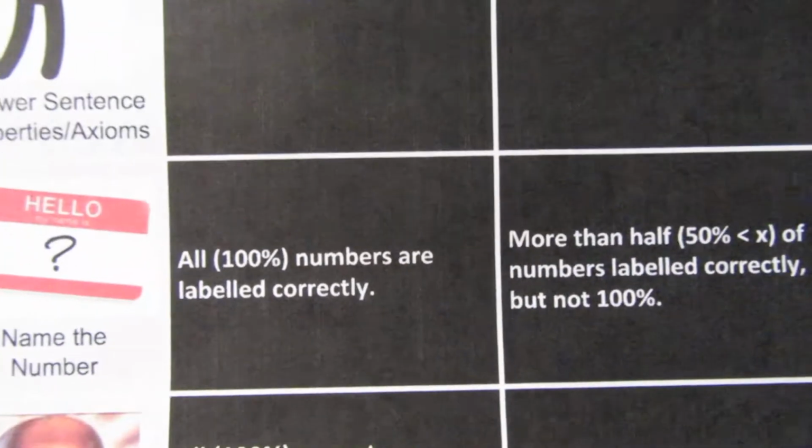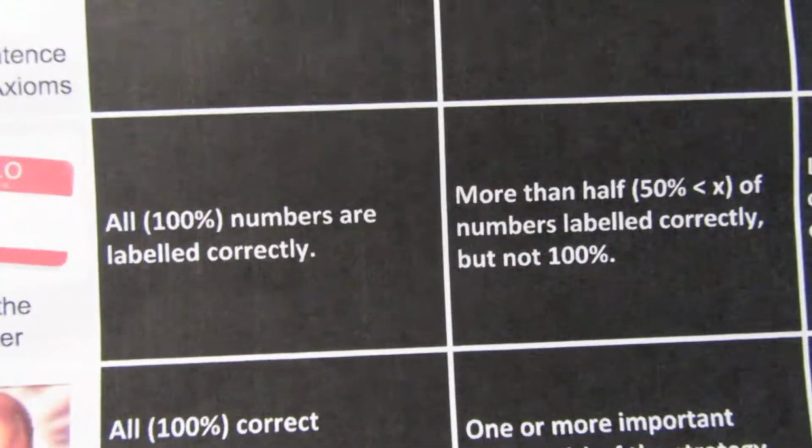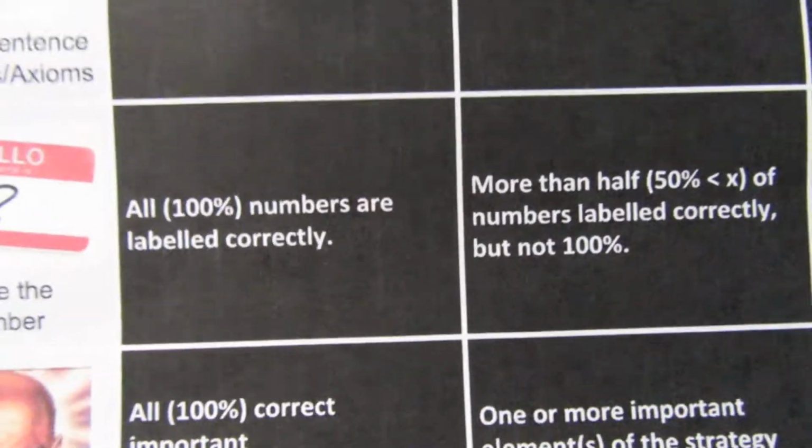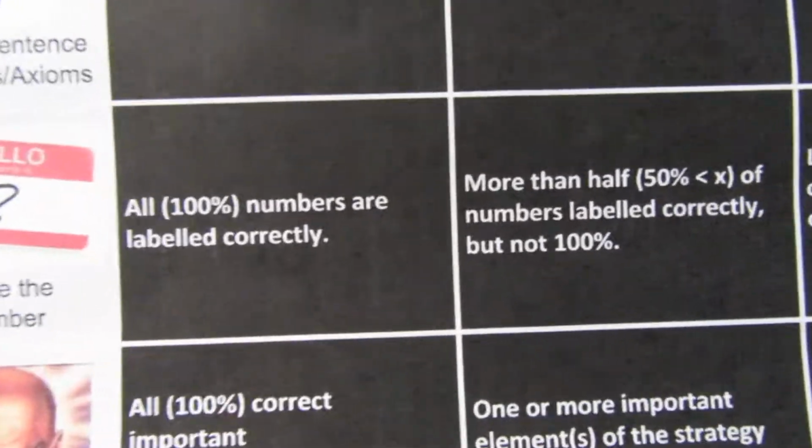And last but not least, for the expert, the 4, you had all 100% of the numbers labeled correctly. Remember, not just labeled, but labeled correctly. So once again, you can see. So let's take a look here at the student's paper.